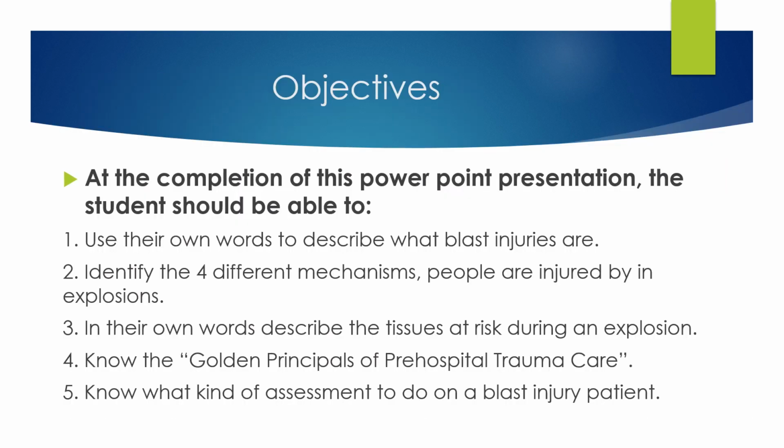The objectives for this presentation are that at the completion of this PowerPoint presentation, the students should be able to use their own words to describe what blast injuries are, identify the 4 different mechanisms people are injured by in explosions, in their own words describe the tissues at risk during an explosion, know the golden principles of pre-hospital trauma care, and know what kind of assessment to do on a blast injury patient.